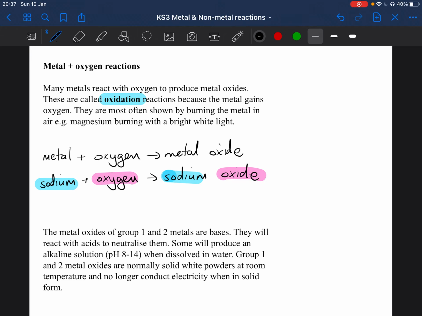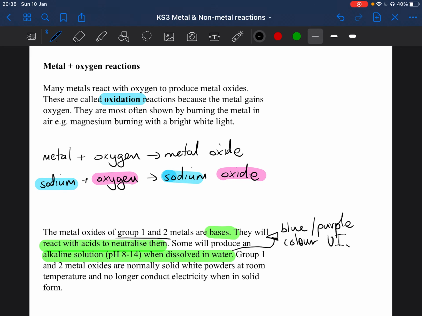If we look at this, there are some properties of metal oxides that you guys need to know. If we make a group 1 or group 2 metal oxide, they are what we call bases. Okay, now a base is something that will react with an acid to neutralize it. It is also something that if we dissolve it in water will become an alkaline solution, so it'll have a pH of 8 to 14. If you can remember from when you've looked at acids and alkalis in class, that would give us a blue purple colour if we were using universal indicator.